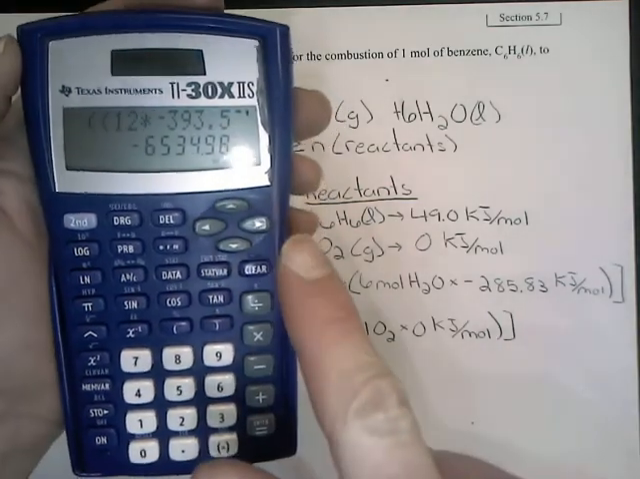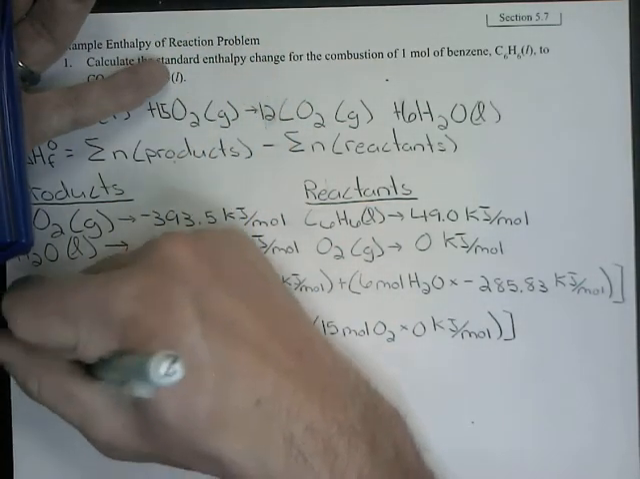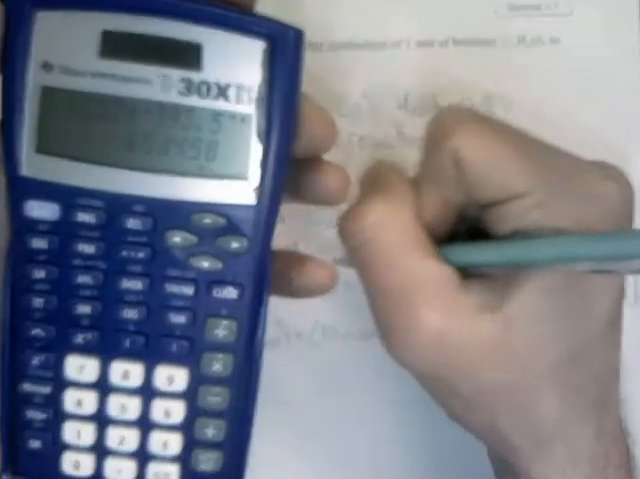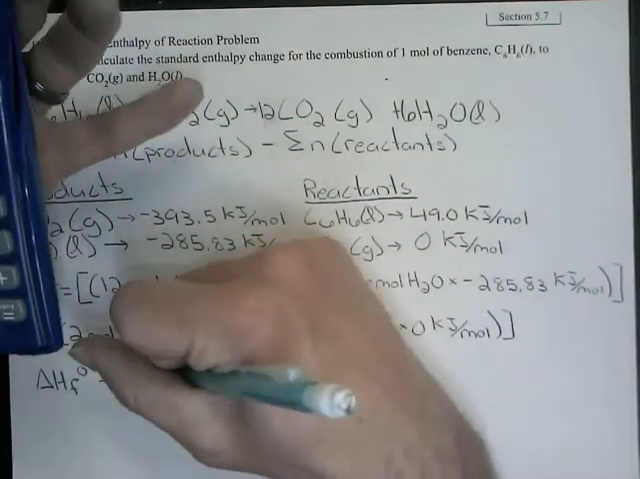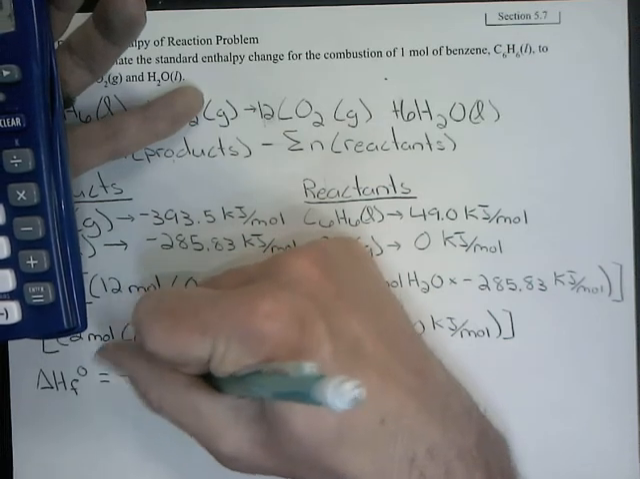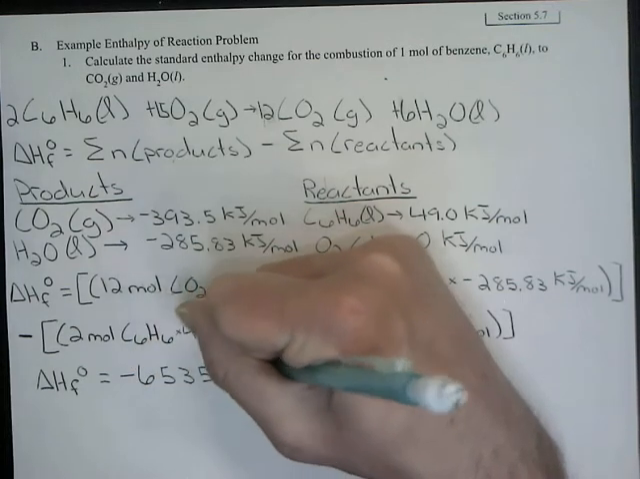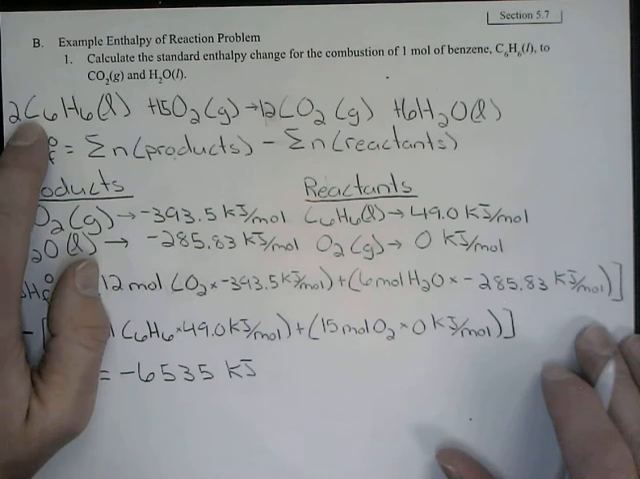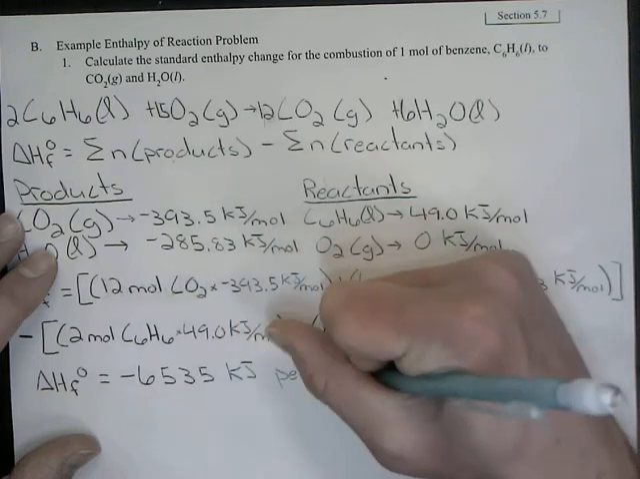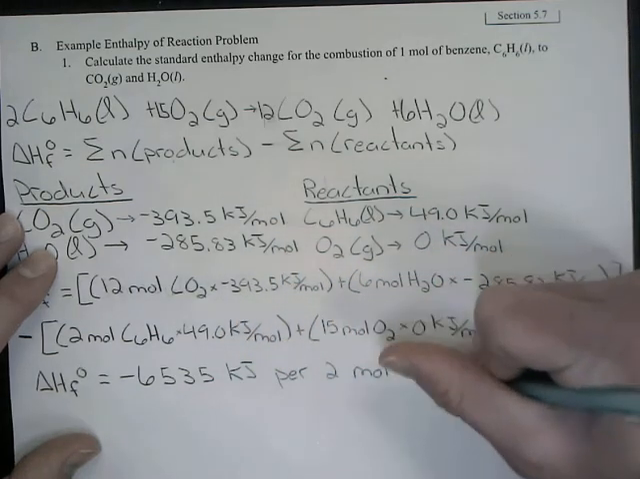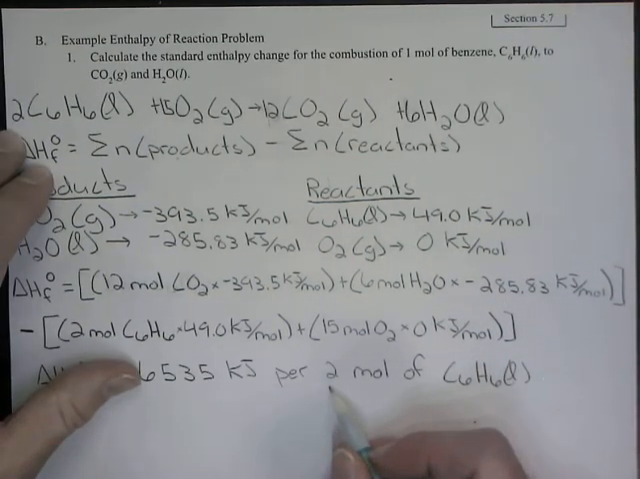Now I'm going to round to our whole number here. And so our standard enthalpy of formation is, in my calculator, negative 6,535. And that is, careful here, in kilojoules, but it's for 2 moles of benzene. So I'm going to write that down. Per 2 moles of benzene, C6H6 as a liquid. And that 2 moles comes from our balanced chemical equation.